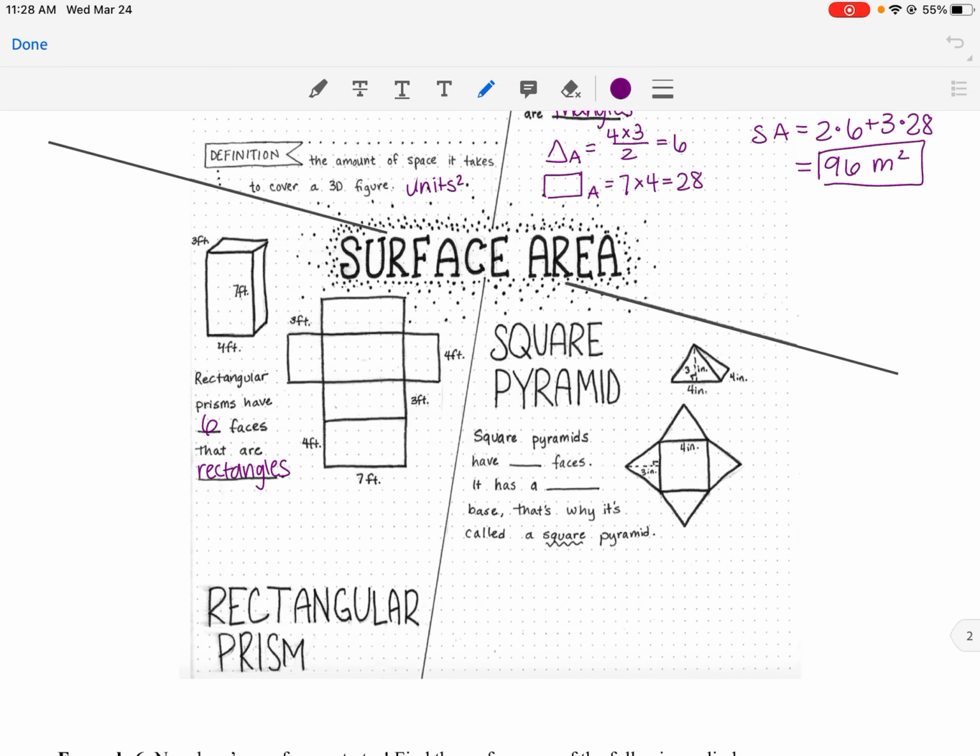So let's go through. For example, if I look at just this red one here, you're going to have 7 times 4, so we get an area of 28. So this is an area of 28, and you'll notice also this one's an area of 28. So there's two rectangles here that both have 28.